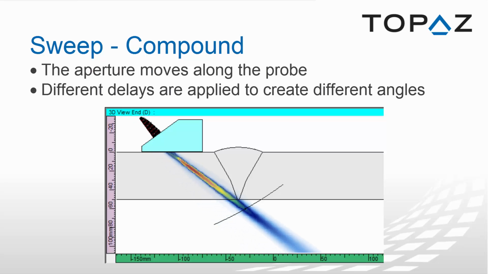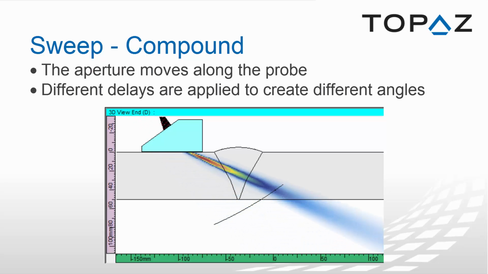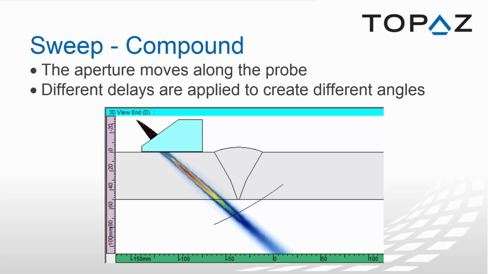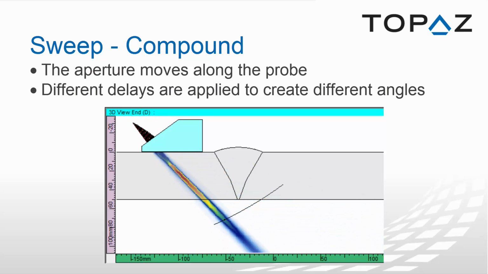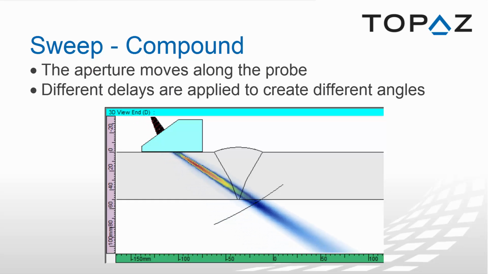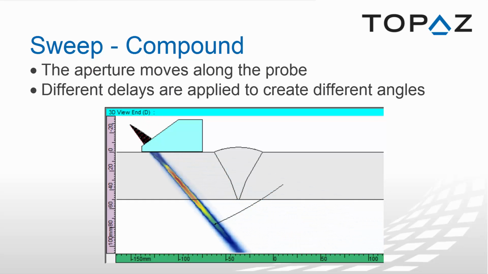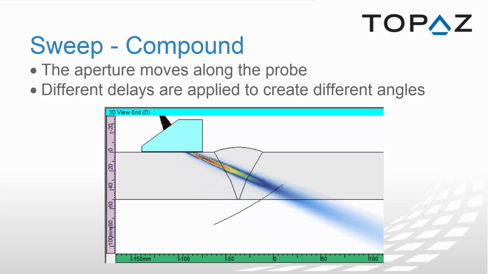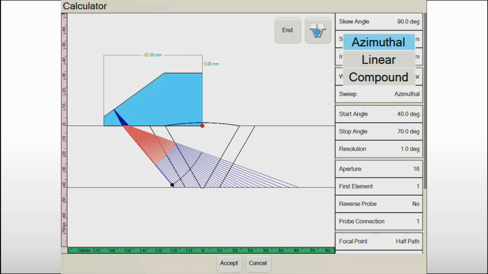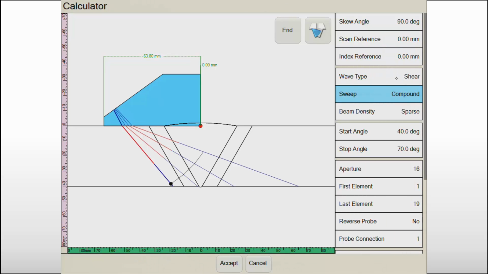A compound sweep uses an aperture that moves along the probe to create each beam. As seen in the animation, each set of elements creates one focal law, then moves by the selected resolution to create another one, and so on, applying different delays to create each angle. In this case, we will select the compound sweep. The beam density parameters appear, allowing you to select between sparse or dense, dense being the improved resolution for each angle.